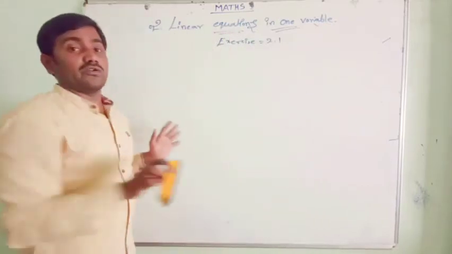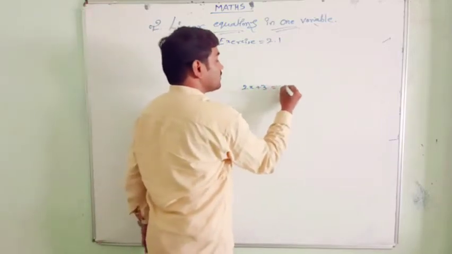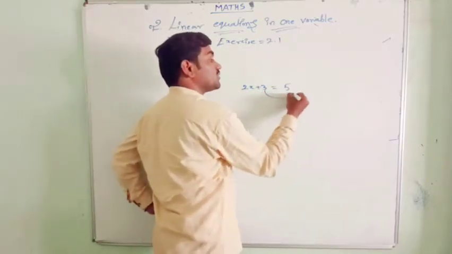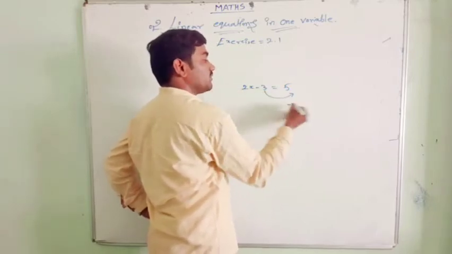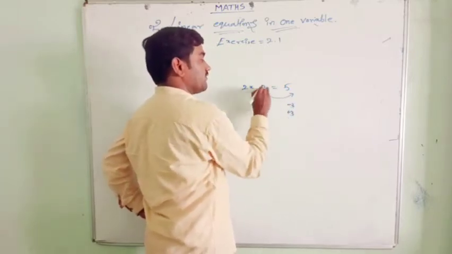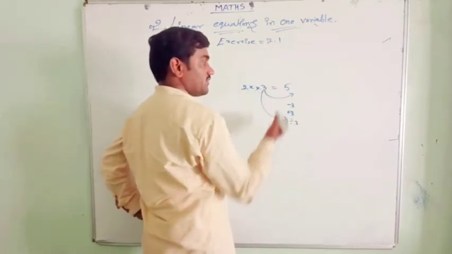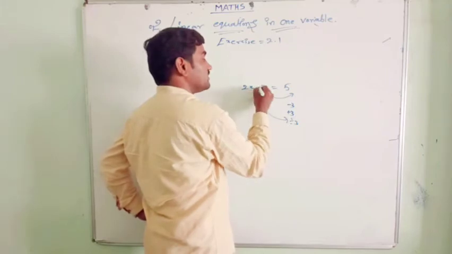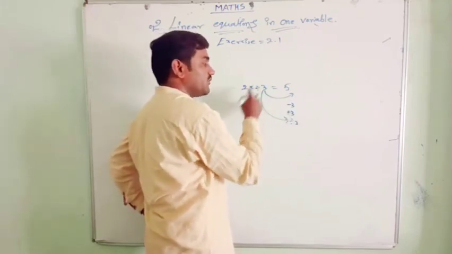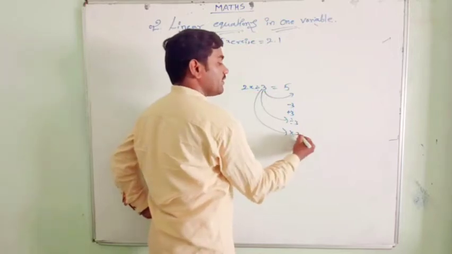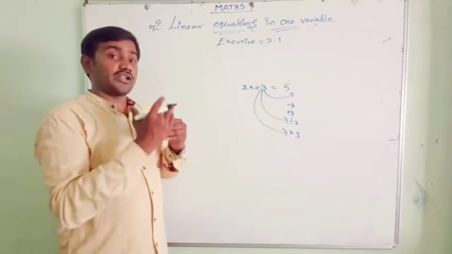So already we know the transposing terms. If there is 2x + 3 = 5, if you transport the +3, it becomes −3. If you transport −3, it becomes +3. If you transport a multiplied 3, it becomes divided. If you transport a division, if 3 divides 2x and you transport it to the other side, it becomes a multiplication. So we know the transposing rules.